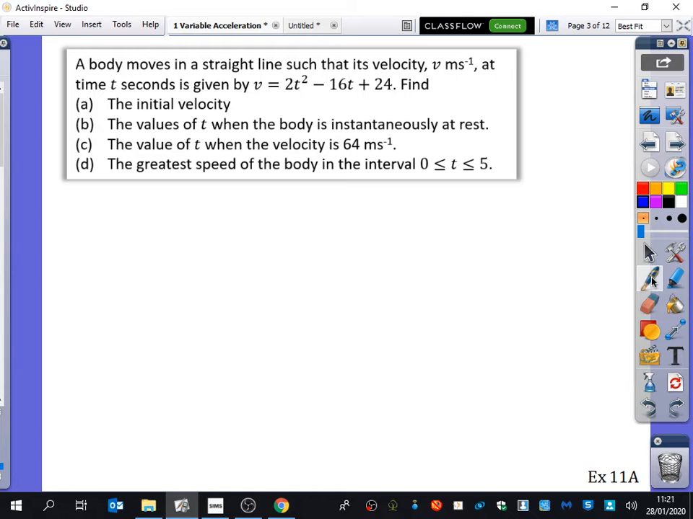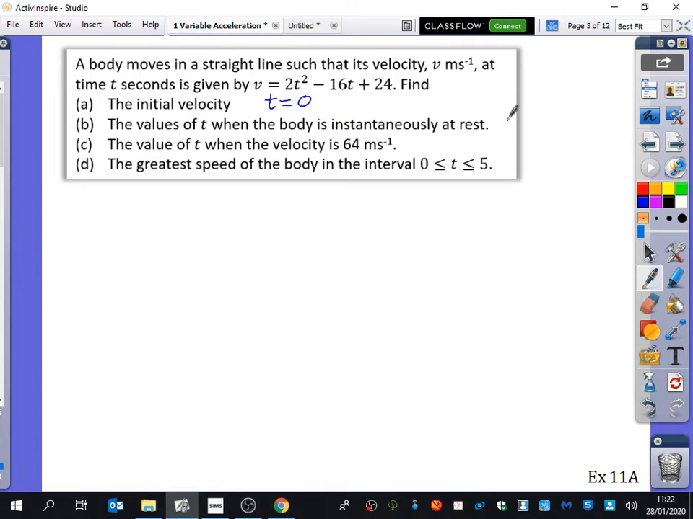What does it mean, initial velocity? What value do I know about? T. I know that t is equal to 0. So that's dead easy. Part A of the question is just t equals 0. The values of t when the body is instantaneously at rest. If the body is at rest, what do we know?